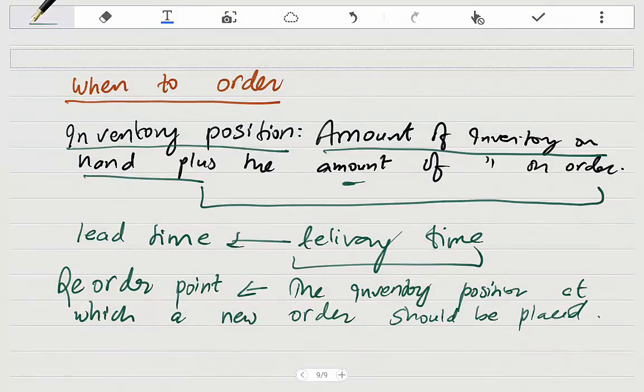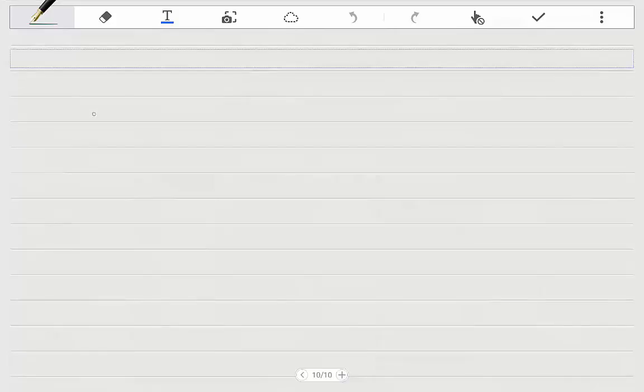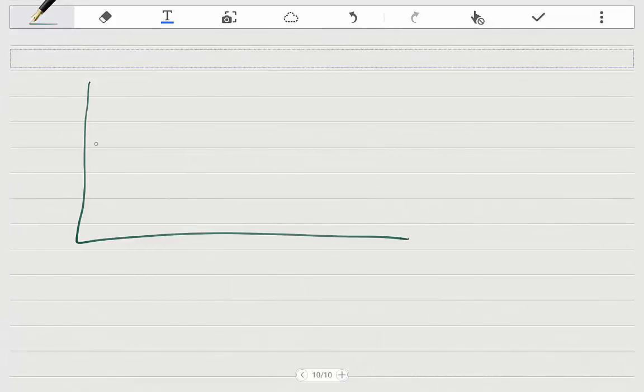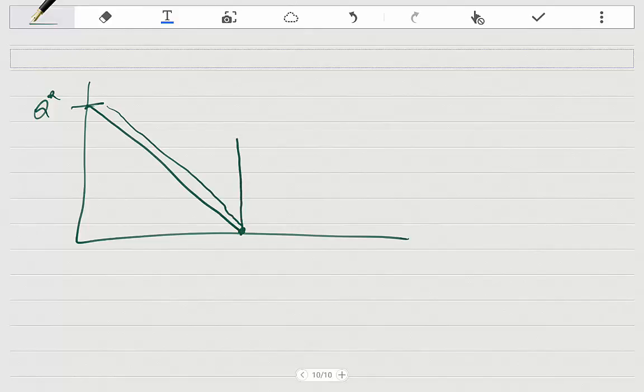Now let's look at this diagram that I drew earlier. Suppose we start with some inventory, this is the Q star order quantity. You order that much inventory. Over time, it slowly starts decreasing, and at one point, it becomes zero. So ideally, we want our next order to arrive here.